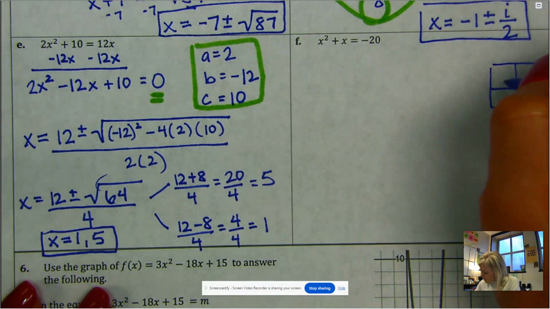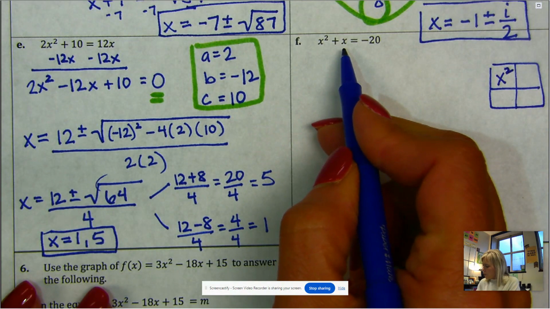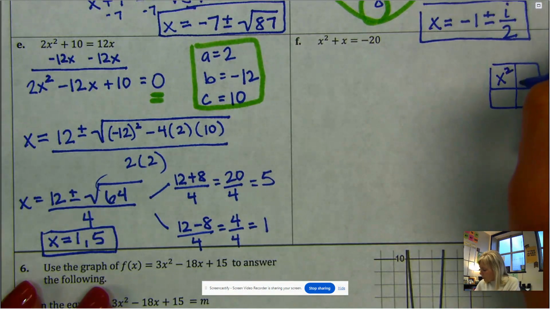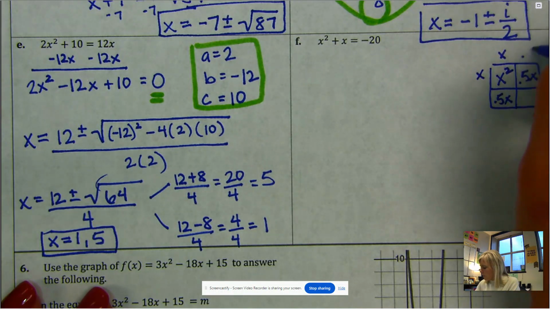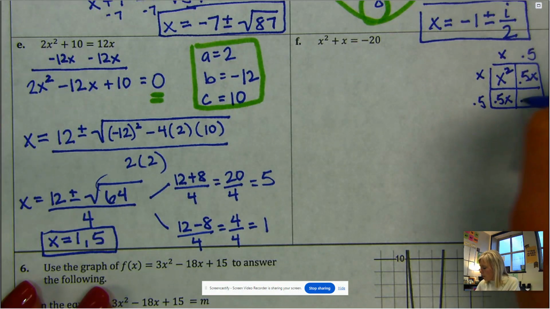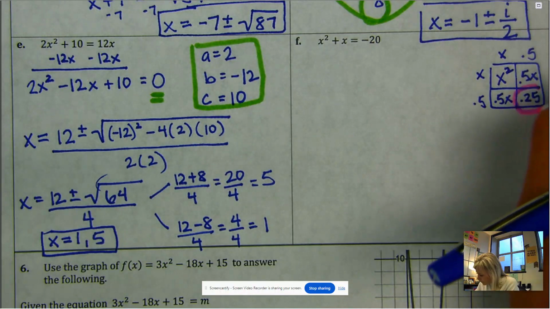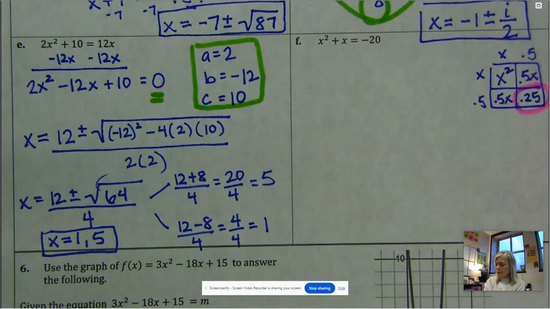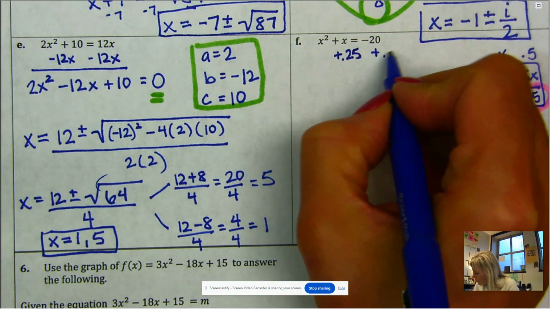So for x squared, that goes there. And then to break apart the 1x, we would just do half. So 0.5x and 0.5x, which gives us x and 0.5 and 0.5. So 0.5 times 0.5 is 0.25. So 0.25 is the number that completes the square. So I'm going to add it here and here.